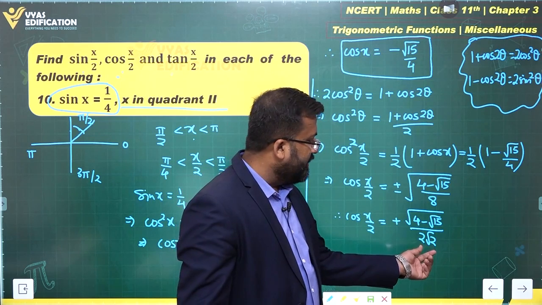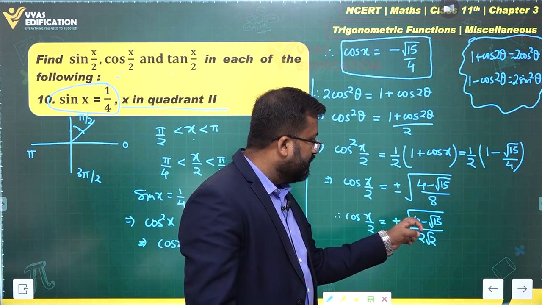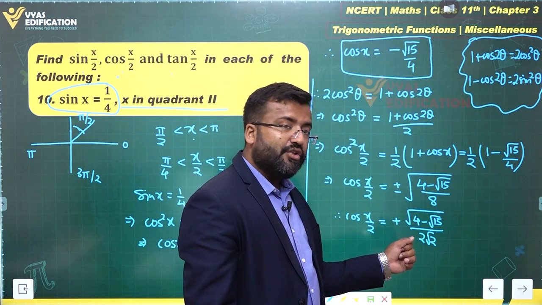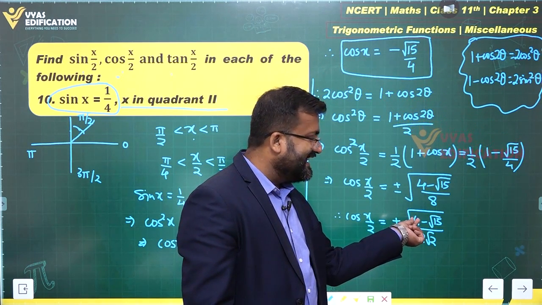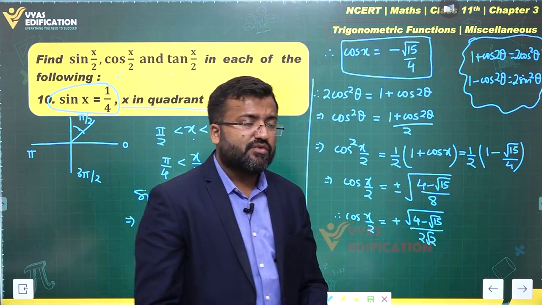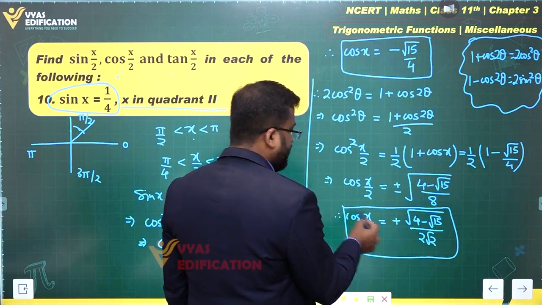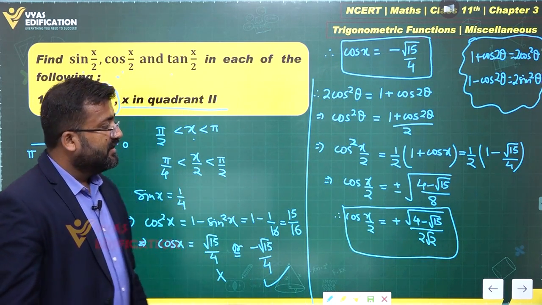Obviously, we can multiply and divide by root 2 by rationalizing this denominator. This root 2 can be multiplied in the numerator and denominator. What you get is, inside the root, 8 minus root 30. That's what you get. Cos of x by 2, without rationalizing, this is the answer, right? This is cos x by 2.